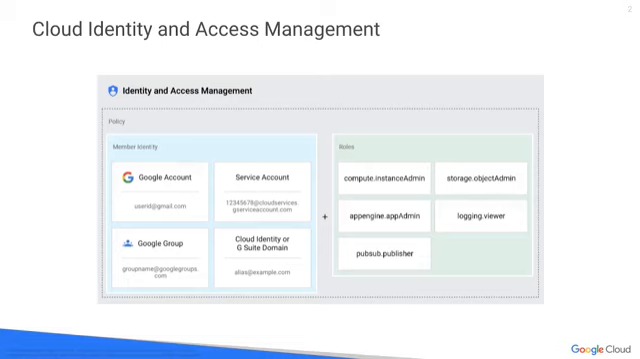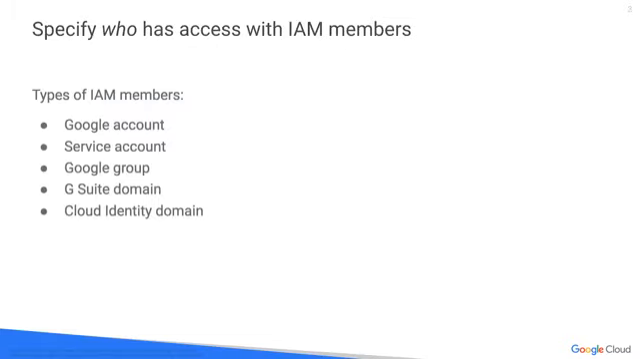Cloud Identity and Access Management, or IAM, lets you manage access control by defining who, the members, has access, roles, for which resource. You can grant more granular access to GCP resources using the security principle of least privilege. Only grant necessary access to resources. You can specify who has access to your resources with IAM members. Members can be of the following types: Google account, service account, Google group, G Suite domain, or Cloud Identity domain.